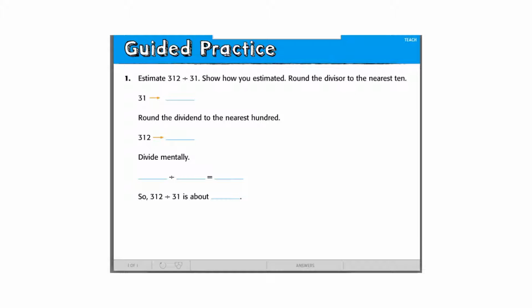Okay, so for the next 15 minutes today, I'm going to let you work on the rest of your assignment. Just got to keep your voices down. If you need help, you can ask a neighbor or me.